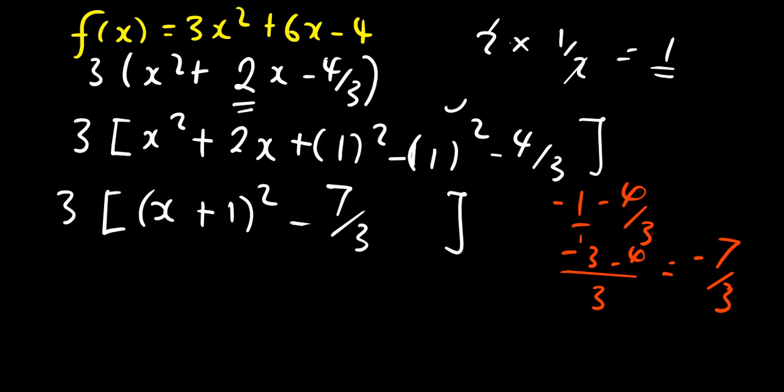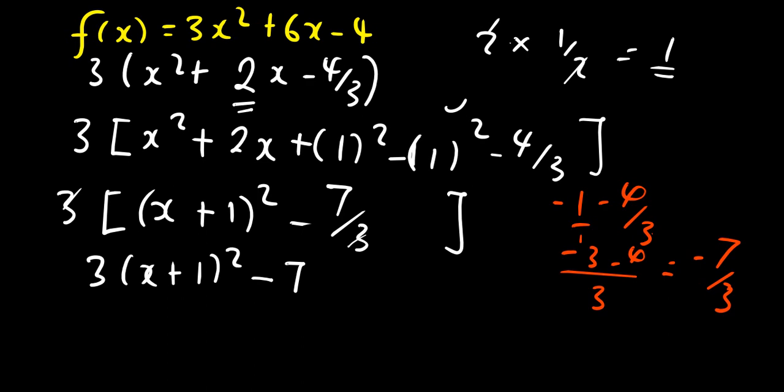Now that we have that, what do we do? Let's now distribute the 3. When you distribute the 3, this 3 multiplied by this, and the 3 multiplied by that part. So you have 3 times x plus 1, then there's a square here. The 3 and the 3 will cancel, so on this other side, you just have a negative 7.